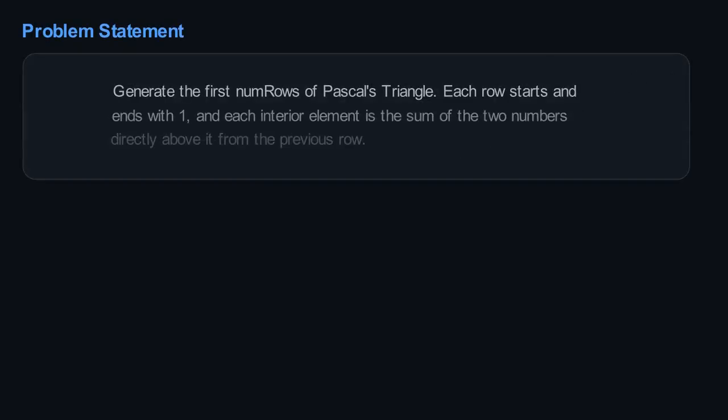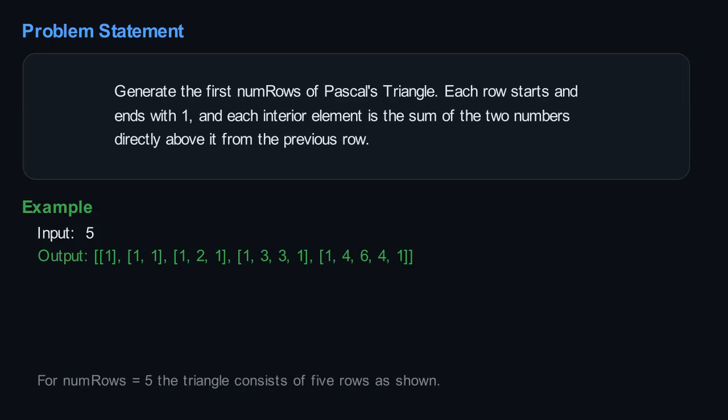The task is straightforward. Given an integer called numRows, we need to generate the first numRows of Pascal's triangle and return them as a list of rows. Each row starts and ends with a 1, and every interior element is the sum of the two numbers directly above it from the previous row. For example, when numRows is 5, the output should be 5 rows starting with a single 1, then 1 1, then 1 2 1, and so on, forming the familiar triangle shape.